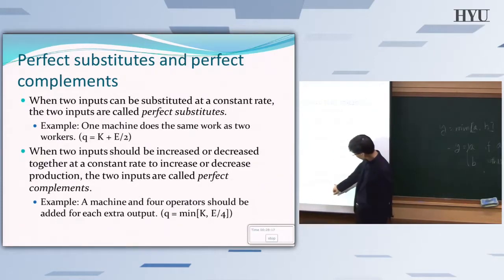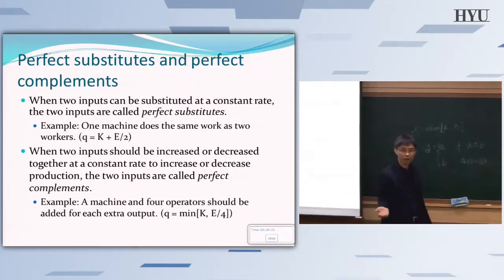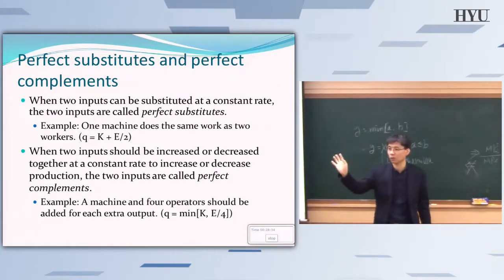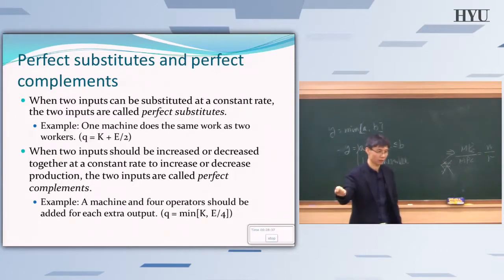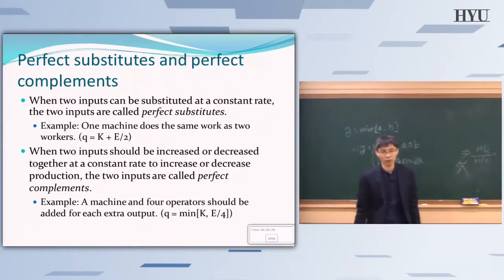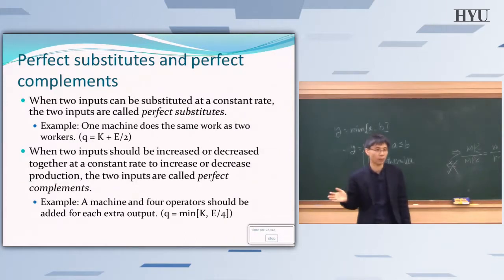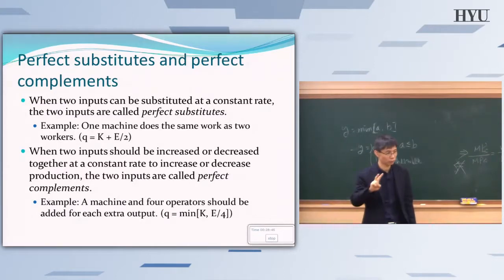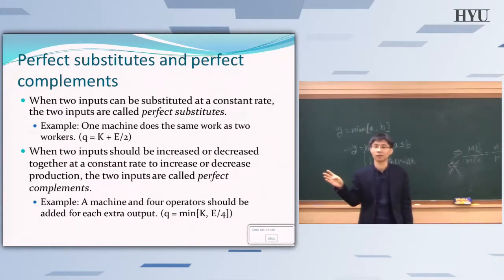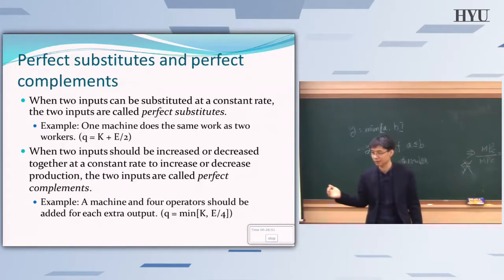Or if you want to produce one output, what you need is 1 and 4. You can have more than 4 here, but it doesn't change anything. It will cost you more. If you have one machine and 5 workers, this one worker is paid but does nothing. So obviously, the optimal choice must be just 1 and 4. If you want to produce 2, what you need to keep is 2 and 8. Not more, not less.